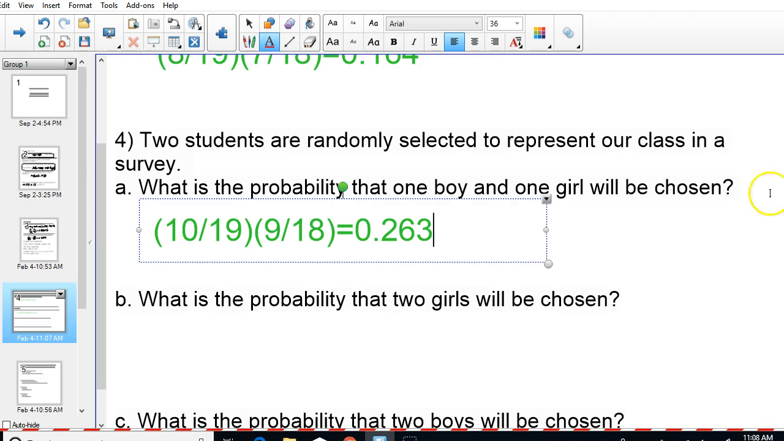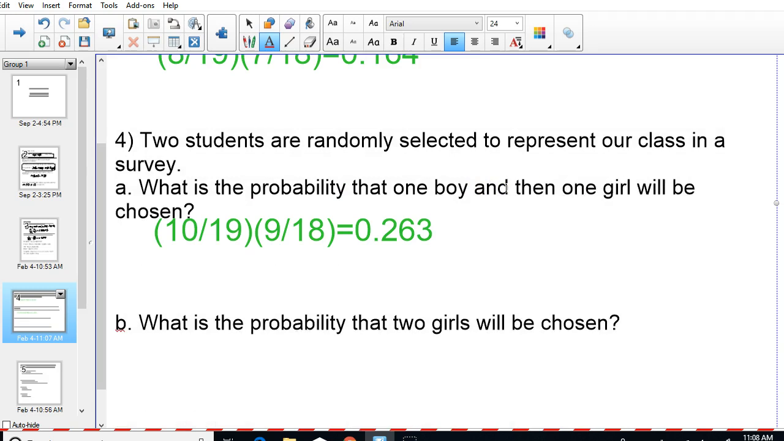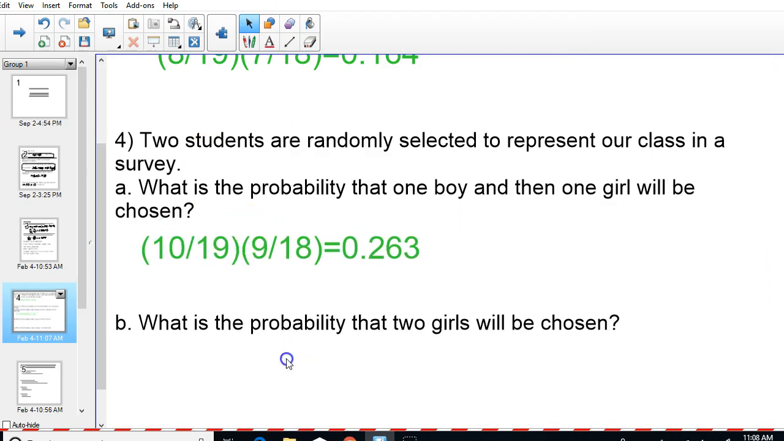Okay, and I think I really should change the wording on this, that one boy and then one girl will be chosen. I think. All right.